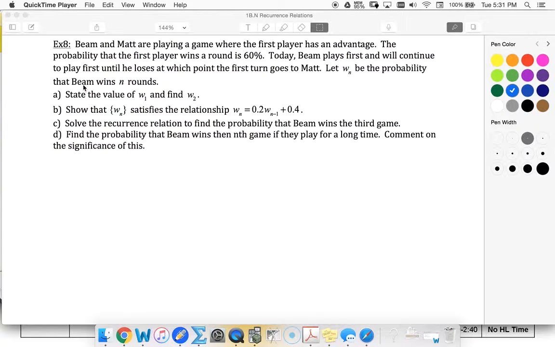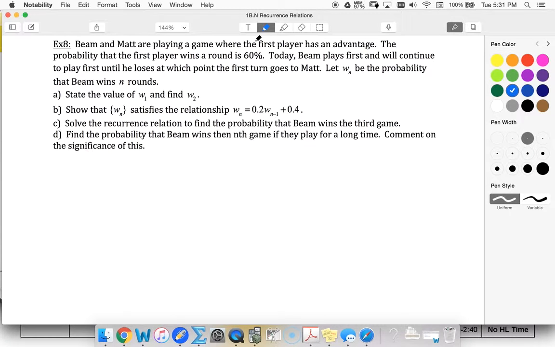All right, now we're going to look at a probability example. This is a game where the first player has an advantage of winning. The first player's chance of winning is 60%. And the first player continues to go first until they lose, and then the other player gets to go. So we've got Beam and Matt who are playing.